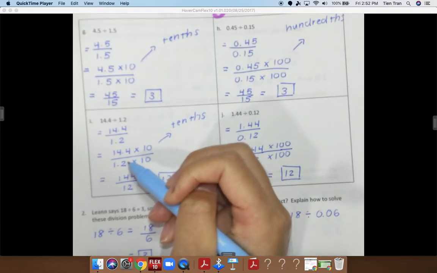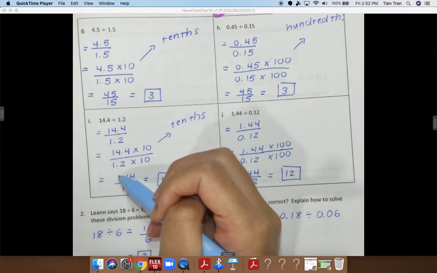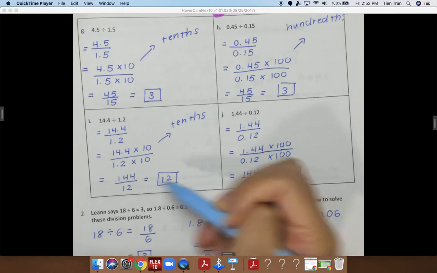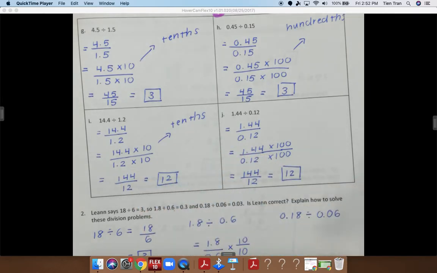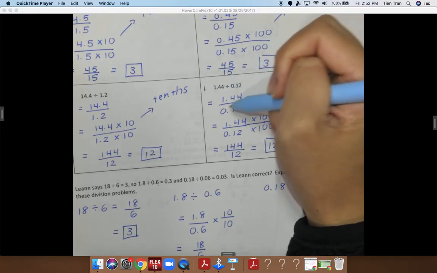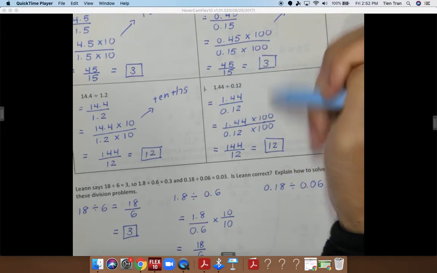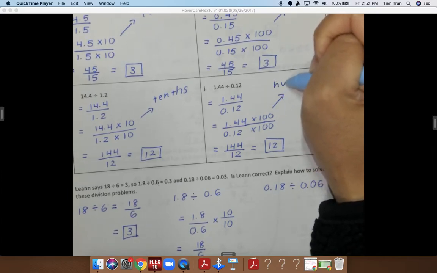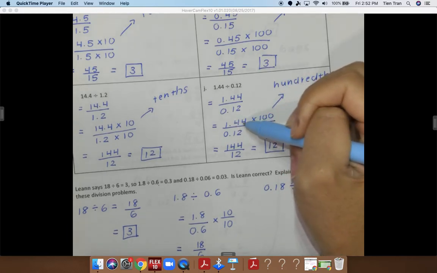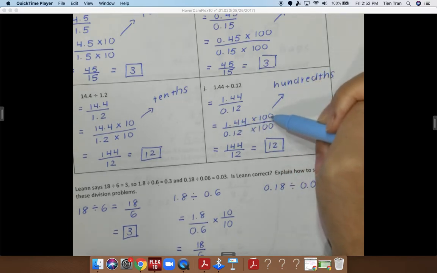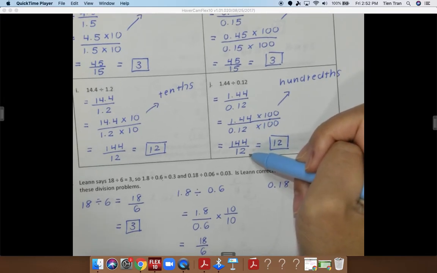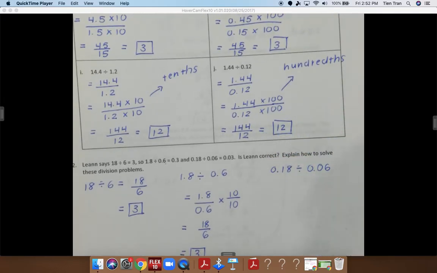So 144 tenths times 10 and 12 times 10, which gives you 144 divided by 12. And 144 divided by 12 is equal to 12. Over here, I have 144 hundredths divided by 12 hundredths. So this is going to be in my hundredths place. I have 144 hundredths times 100, and 12 hundredths times 100. 144 divided by 12 is equal to 12.